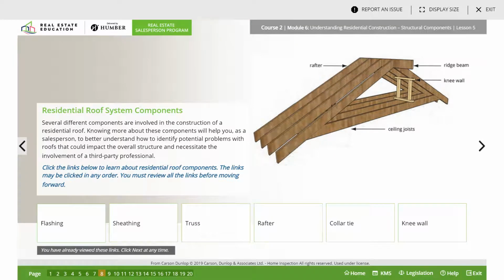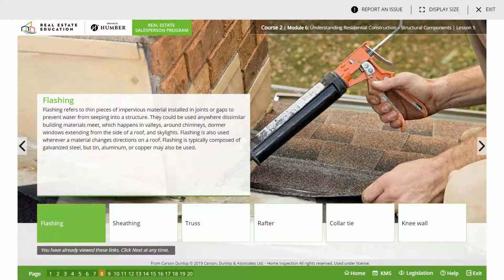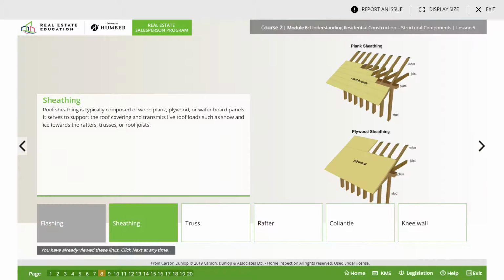So, residential roof components. There's flashing, which refers to thin pieces of impervious material installed in joints or gaps to prevent water from seeping into the structure. And there's sheathing, which is typically composed of wood plank, plywood, or wafer board panels. It serves to support the roof covering and transmits live roof loads such as snow and ice on towards the rafters.